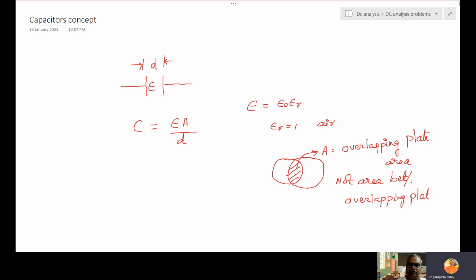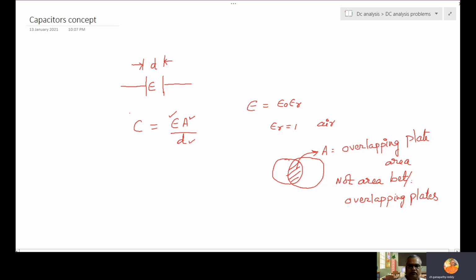So this is important. Many students will not have this clarity. No confusion in epsilon, no confusion in D, but there is a confusion in A. So everybody says plate area is common, but if you go into depth of the concept, it is overlapping plate area, not area between overlapping plates.